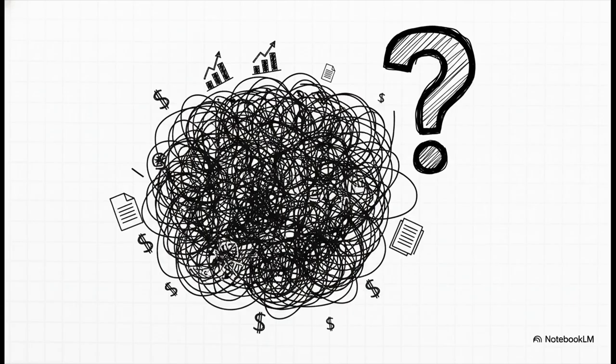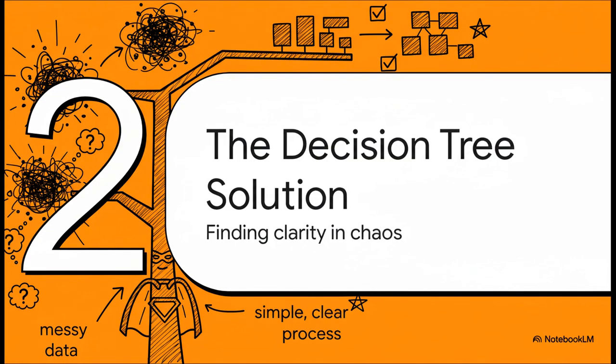So you look at the data you have, annual incomes, credit scores, you name it, and it's just a mess. It's a jumble of numbers. There's no clear pattern, no obvious rule that tells you what to do. How is any human supposed to make a consistent, smart decision out of all this chaos? So how do you fix it? Well, this is where our hero of the story steps in, the decision tree.